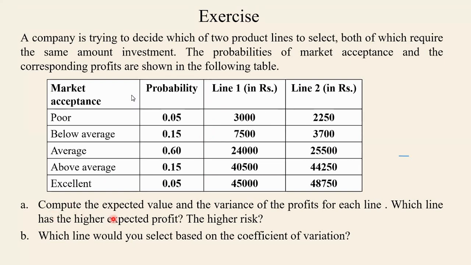Now, part A, you have to calculate the expected value and the variance of the profits for each line, right? And then from that, you have to select which line has the higher expected profit and which line has the higher risk.